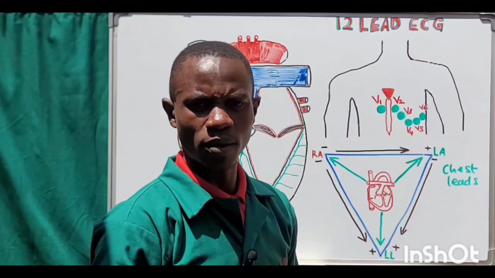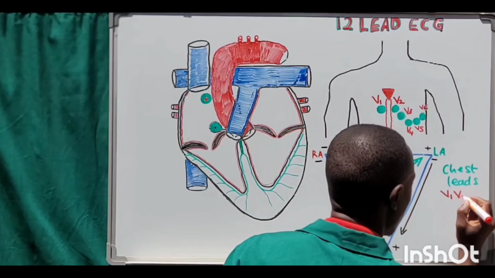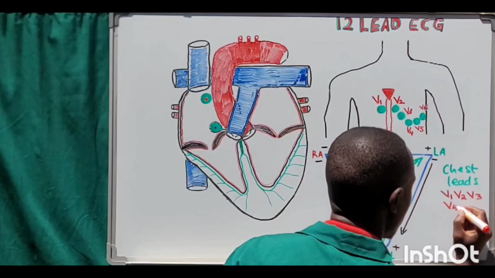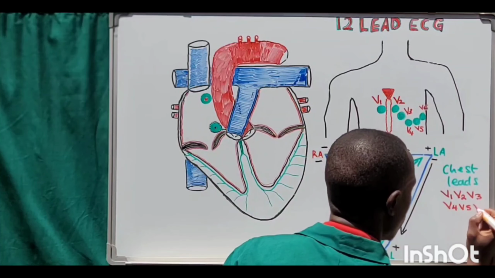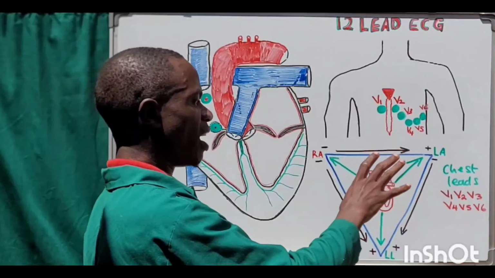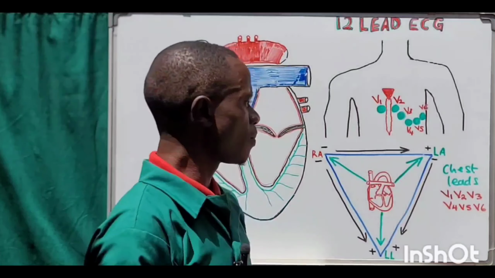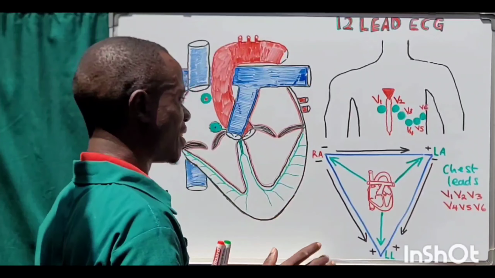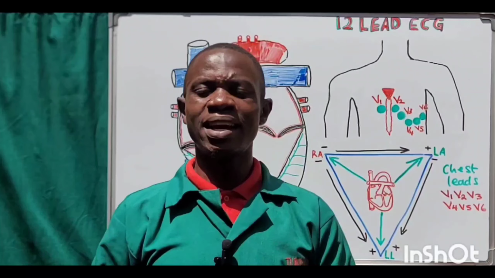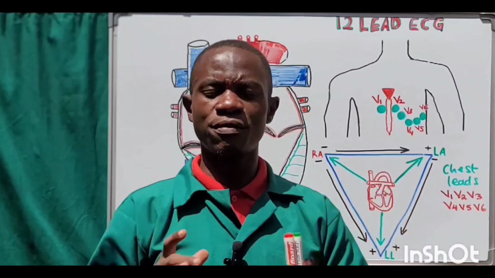Okay, so now these leads are going to be looking at the heart in a horizontal plane. So you have V1, V2, V3, V4, V5, V6. Okay, so far we have already seen the 6 chest leads, which we call the precordial leads. Then we also have some other leads that were invented by one of the great scientists, named the father of electrocardiography, William Einthoven.